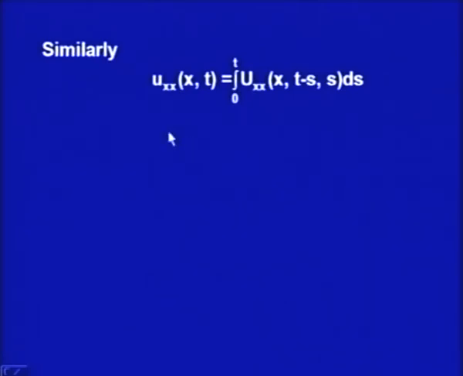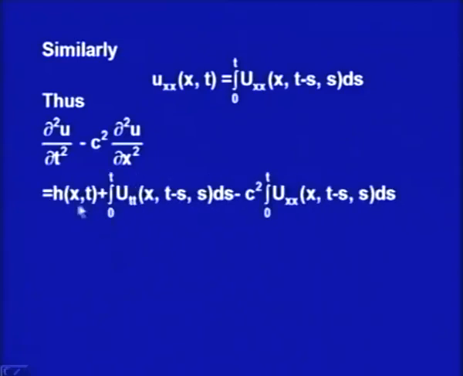Now, substitute this u_tt and u_xx in our non-homogeneous equation. Our equation is del 2 u over del t 2 minus c square del 2 u over del x 2. So, if I substitute it here, what do I get?